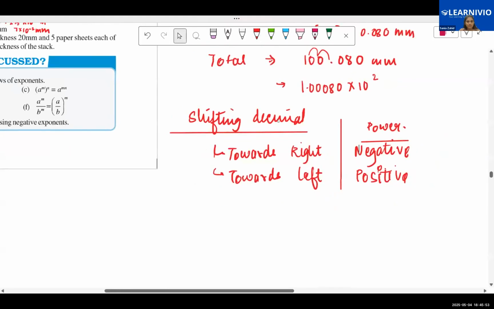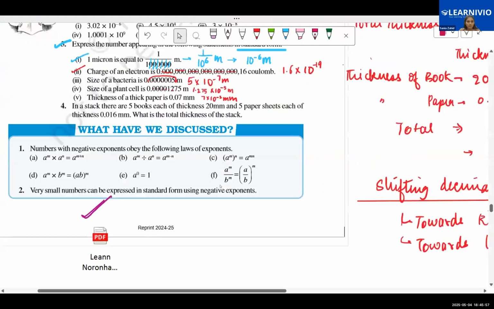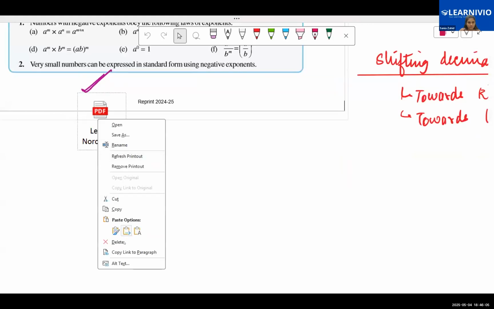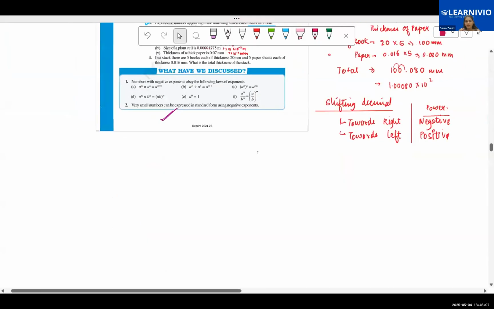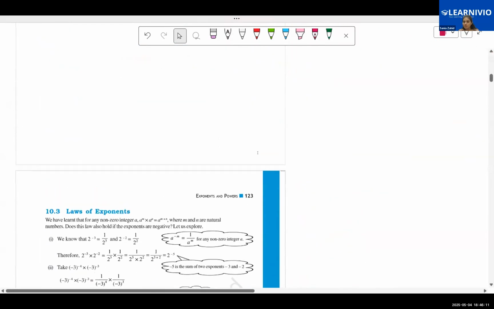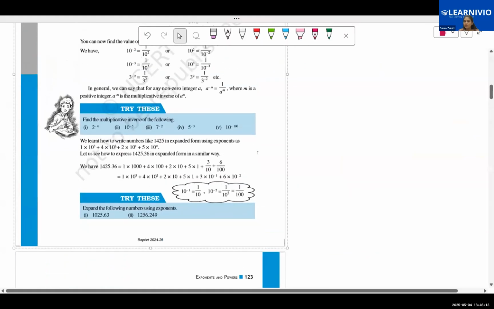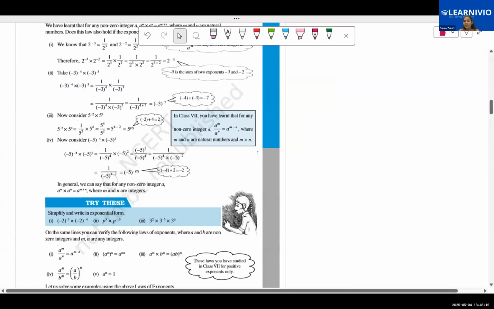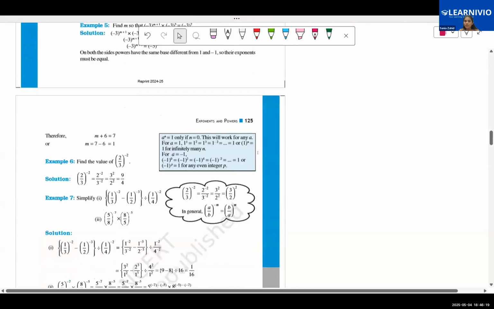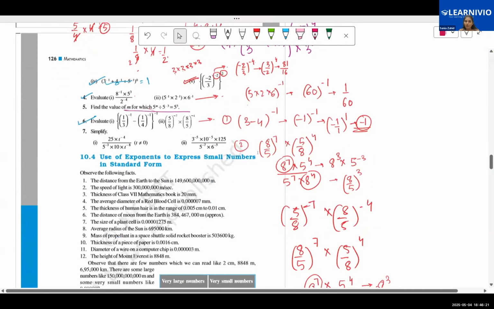Do you understand this? Yes, ma'am. Okay. So, in this lesson, what did we discuss? Firstly, we studied laws of exponents, and then we solved questions based on them. And then we also studied how to simplify equations and then solve them. Then finally, we came to the standard form.